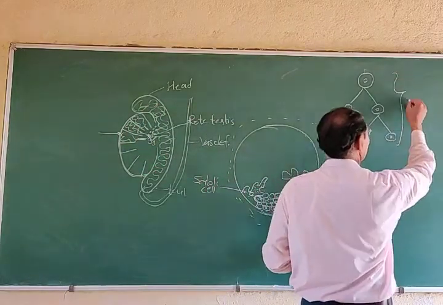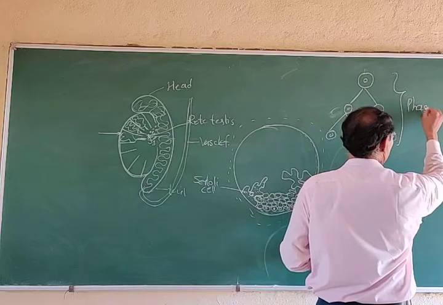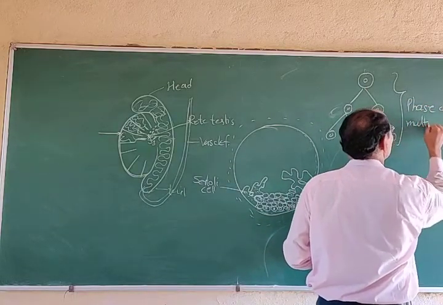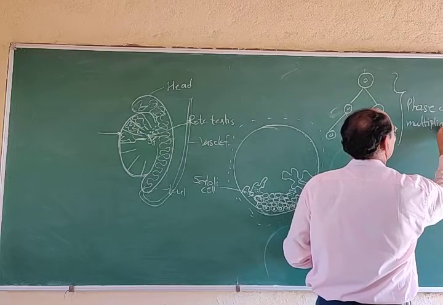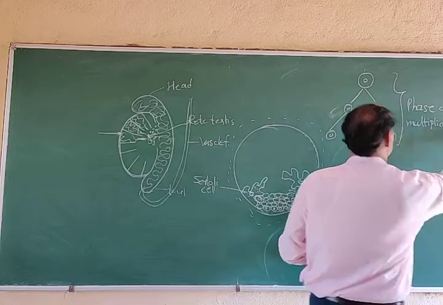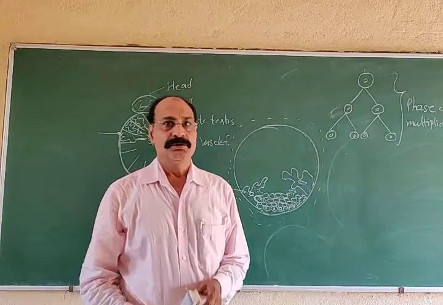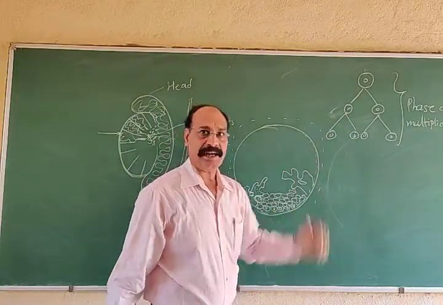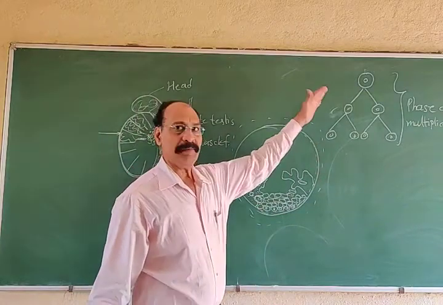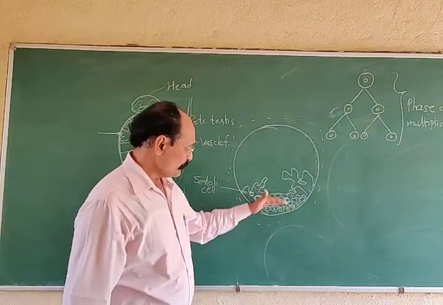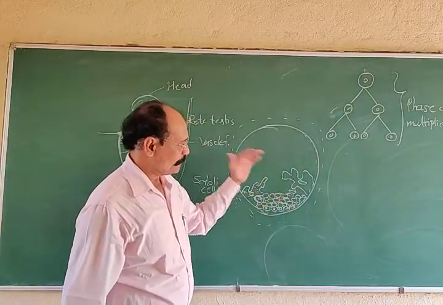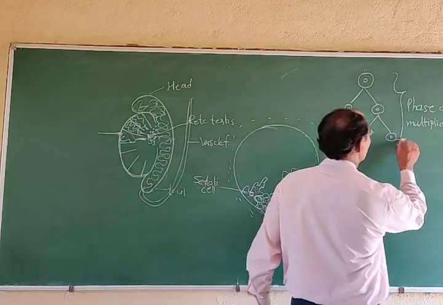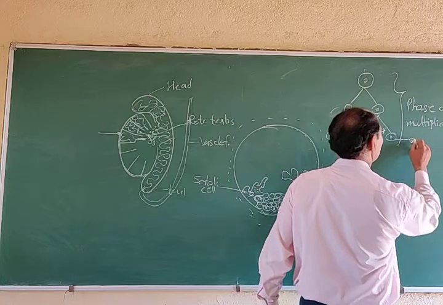This phase is called the phase of multiplication. In the phase of multiplication, the number of cells is added due to simple mitotic division. Now the cells are added into this epithelium, and these are the spermatogonia.